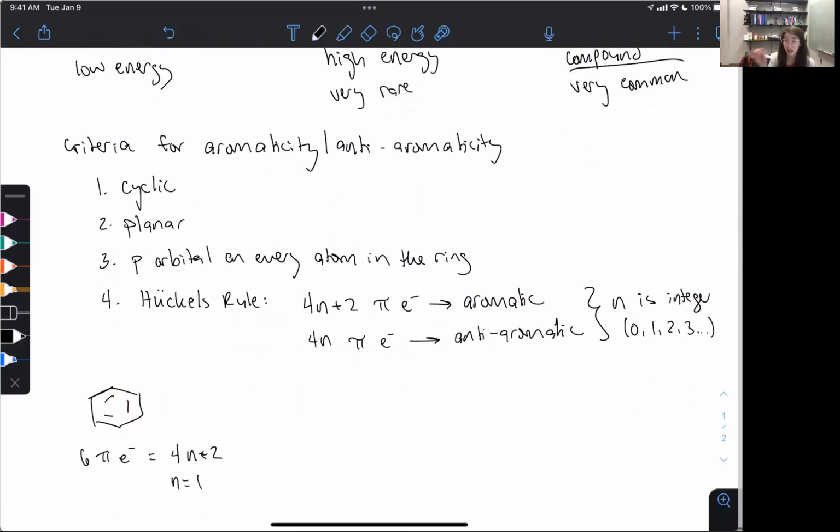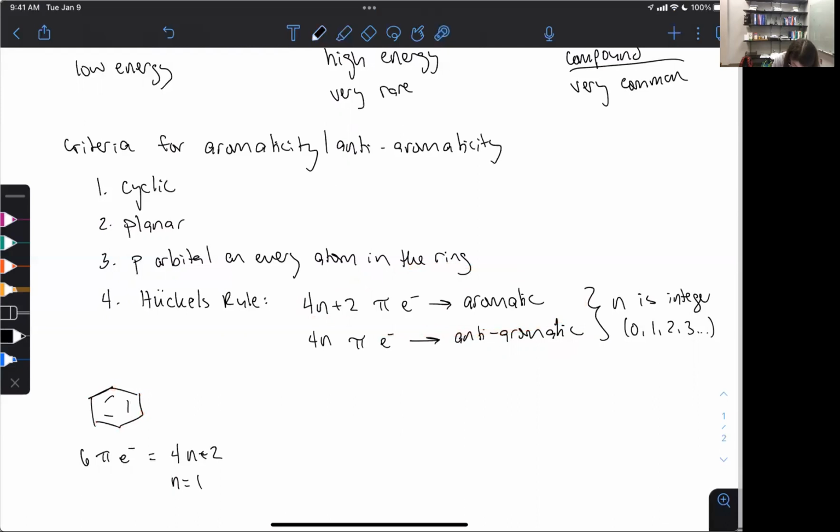So that is why benzene falls into this aromatic position, because 1, it's obviously cyclic. 2, we know that benzene is flat. 3, we do have a p orbital on every single atom because we've got a pi bond on every single atom. And then we check off this correct number of electrons in that box, okay?